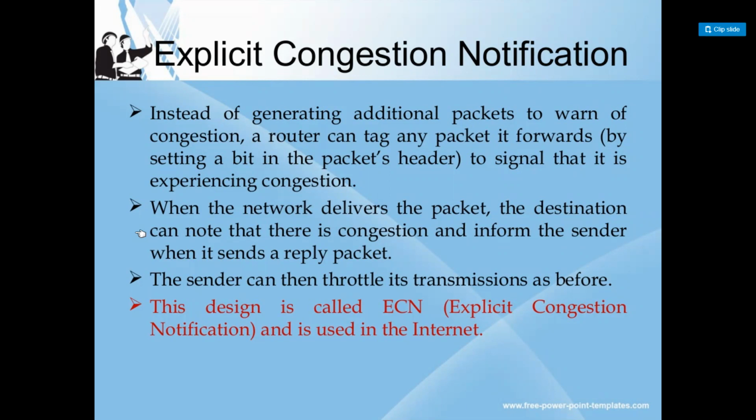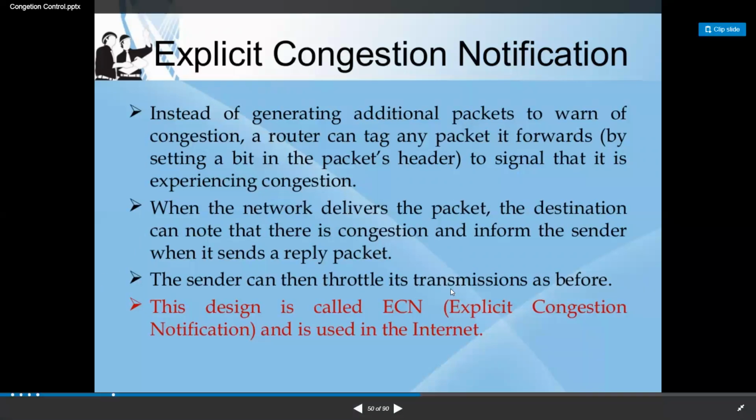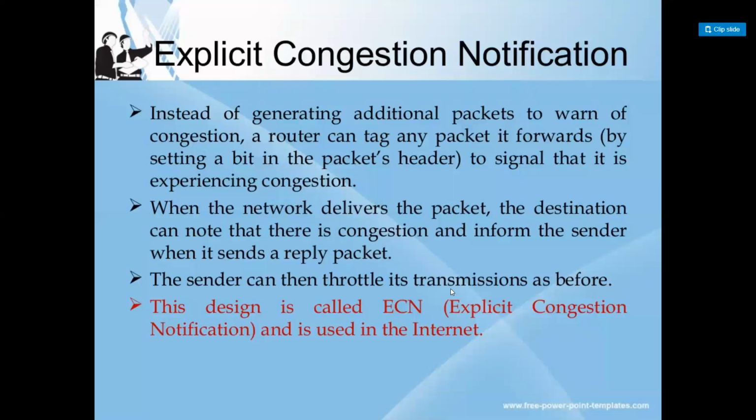This is another way of giving feedback. Here, the feedback is given not by the router but by the receiver or destination. That feedback information is added by using a tag given by a router. Here, the sender can then throttle its transmission as before. Throttle is nothing but slowing down its transmission. This design is called ECN, explicit congestion notification.